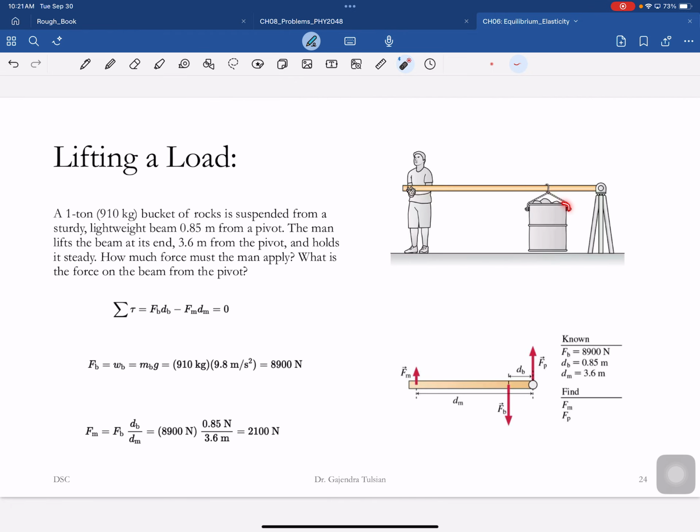All right, so here's a bucket that's being lifted. This guy's applying a force in that direction. There's the force, there's the weight of the bucket, and there's the pivot point, which is applying a force like this. Now, if this guy is at rest, this bucket is trying to rotate this beam counterclockwise, and this force is rotating the beam clockwise.